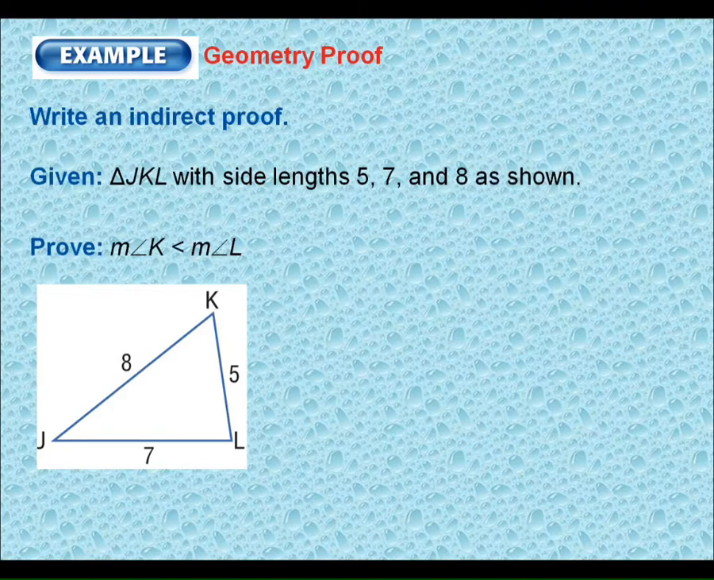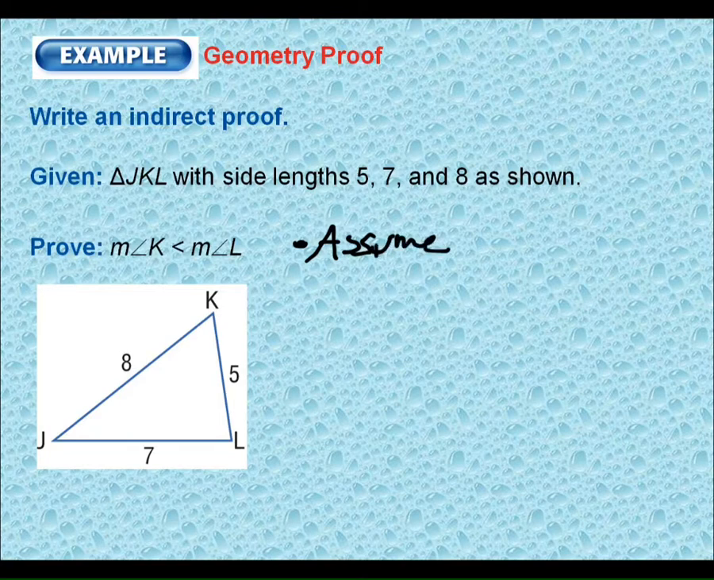So now let's look at it from a geometry standpoint, an indirect proof. We're given triangle JKL, side lengths 5, 7, and 8. I want to prove angle K is less than angle L. This would probably be a good one. It gave me my given and my what's to prove.